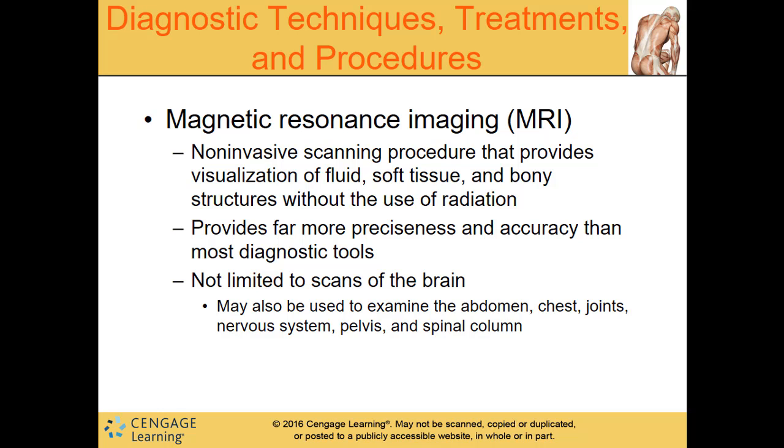Magnetic resonance imaging, also known as an MRI, is a non-invasive scanning procedure that provides visualization of fluid, soft tissue, and bony structures without the use of radiation. It provides far more preciseness and accuracy than most diagnostic tools, and is not limited to scans of the brain. May also be used to examine the abdomen, chest, joints, nervous system, pelvis, and spinal column.